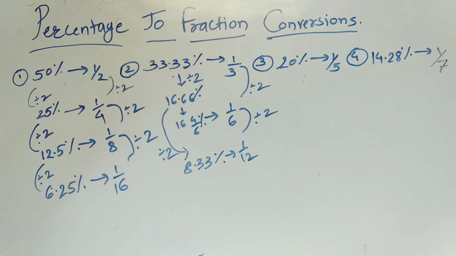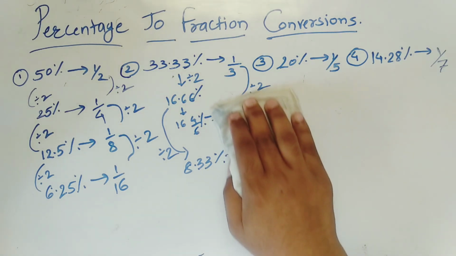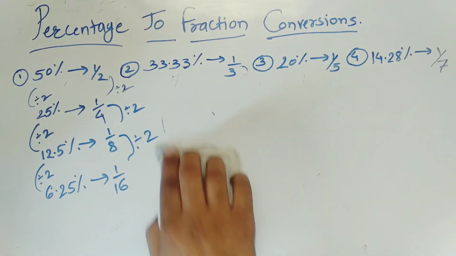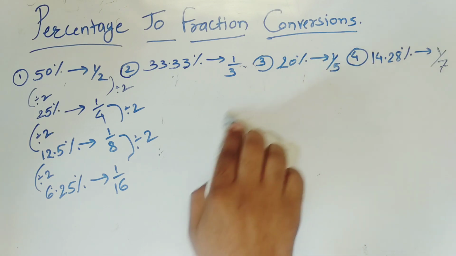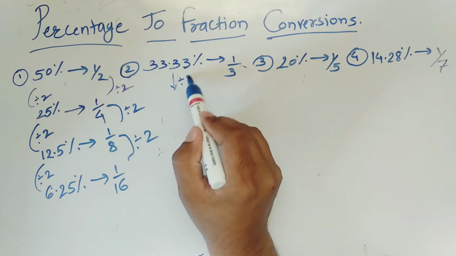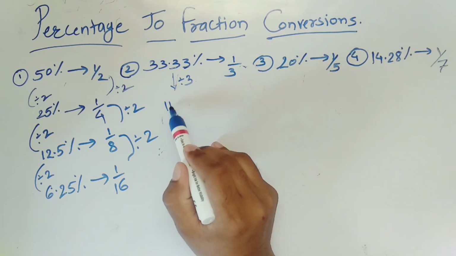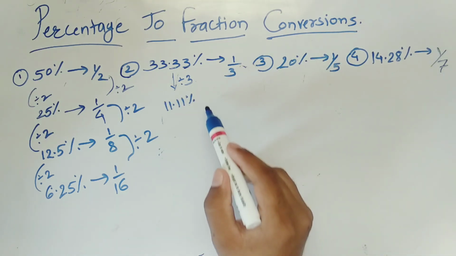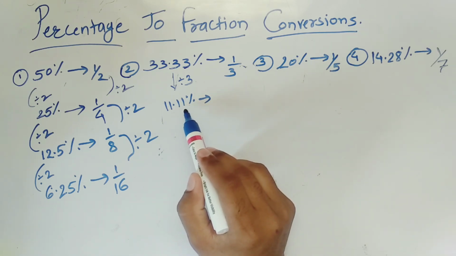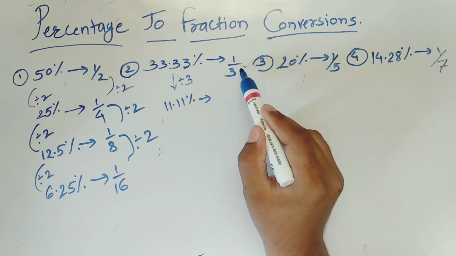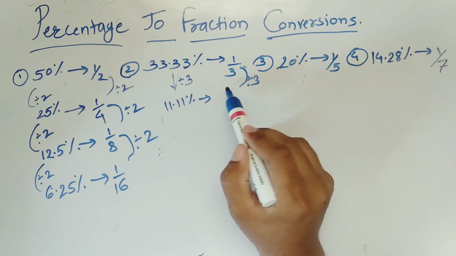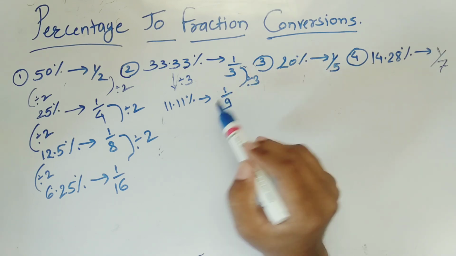So now further on, there are other aspects with this ratio, or we can say with this percentage value, that is 33.33%. So for example, now see, when 33.33% is divided by 3, we get 11.11%. So to find the fraction value of 11.11%, this 1 by 3 should also be divided by 3. So when 1 by 3 is divided by 3, we get the fraction value 1 by 9.